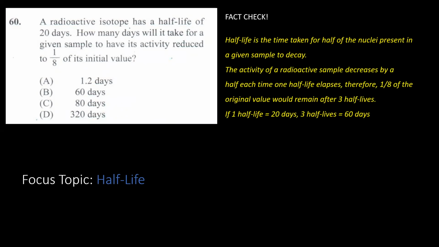So after the first half-life, you would have half of the sample. The second half-life, you would have half of that initial half, which is a quarter. And then the third half-life would be half of the quarter, which is 1/8. So it means that 3 half-lives would have passed. And if 1 half-life is 20 days, then 3 half-lives would be 60 days. So our answer is B.